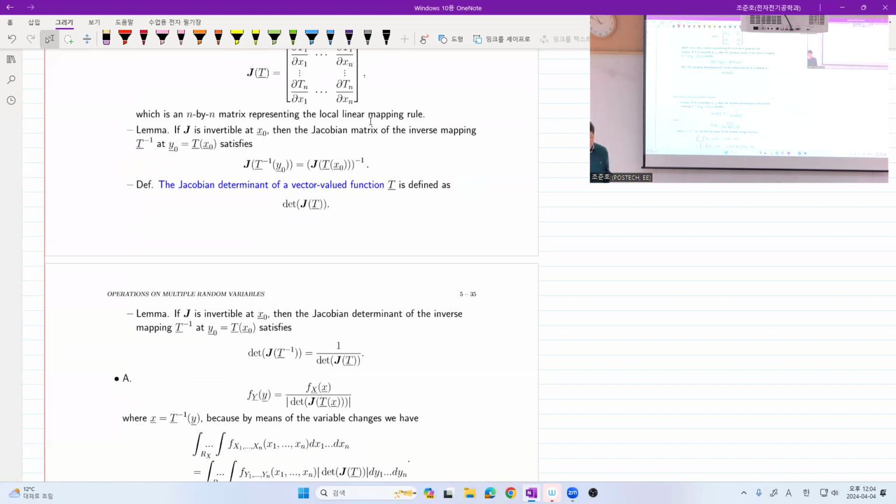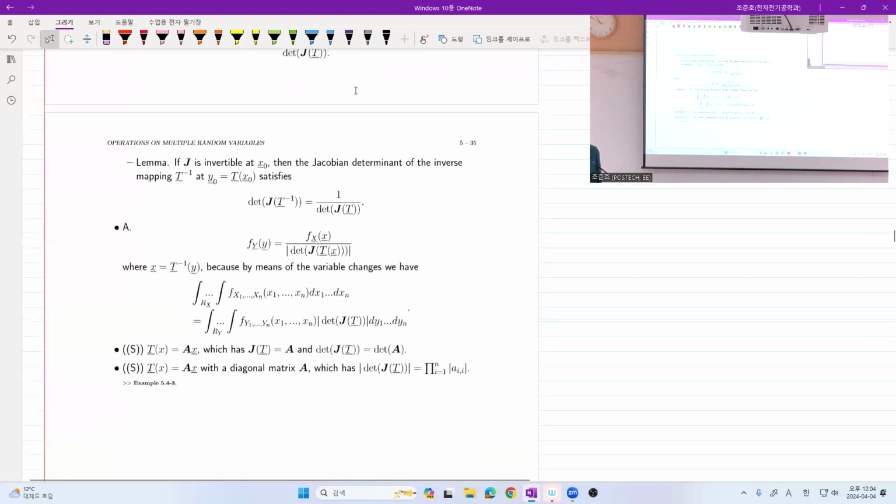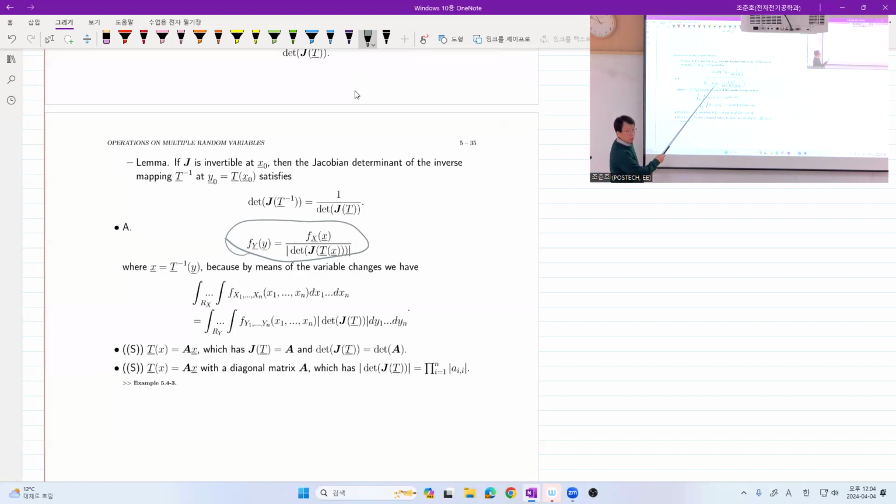Be careful. Anyway, here goes our result when the transformation is invertible, which means that it has a one-to-one correspondence. As you see, the density of the output is simply the density of the input divided by the absolute value of the Jacobian determinant evaluated at that x. Got it? Very simple. And this result comes from multivariate calculus, as you know.